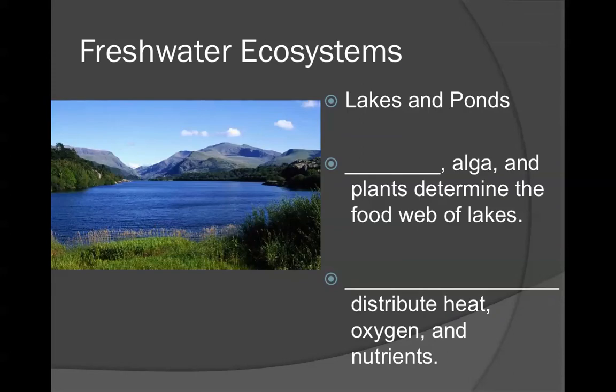We also have lakes and ponds. So basically, for freshwater ecosystems, if I ask you what are lakes and ponds, is it freshwater or is it oceanic? You have to be able to tell me that it's freshwater, depending on what you're talking about, because we will talk about estuaries. So plankton, algae, and plants determine the food web of these lakes. Convection currents help distribute heat, oxygen, and nutrients. So if you remember, convection is basically the rising up of hot fluids and the sinking of cold fluids, creating these currents that continuously happen.